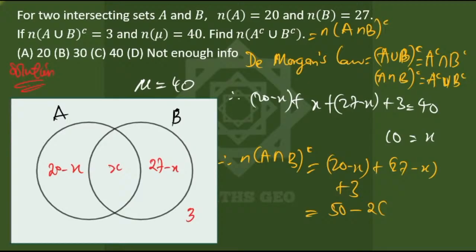And X is what? 10. So 50 minus 20 is 30. So that's our answer, option B. So it's a tricky one, but still simple.